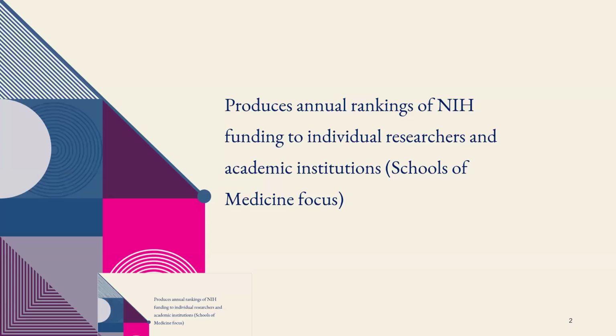So the first thing that it does, like I was telling you before, is it produces an annual ranking of NIH funding to individual research and academic institutions, and the concentration is School of Medicine, and it is focused on NIH. So what happens is it pulls information from a subset of data that NIH puts together out of the NIH ERA Commons. Next slide, please.